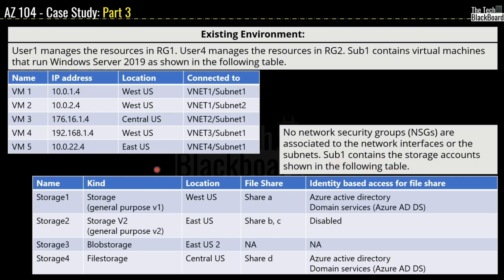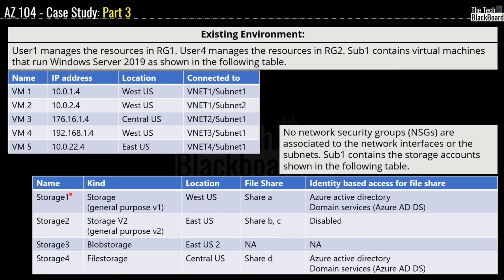Now here you can see that we have the names of the storage accounts. Then we are also given the kind of storage account along with the location, file share, and identity based access for the file share. This is a very important section from the question perspective based on this case study. So let me read this section in a little bit more detail.